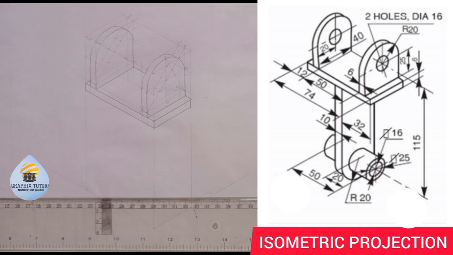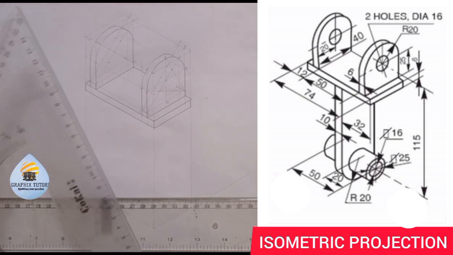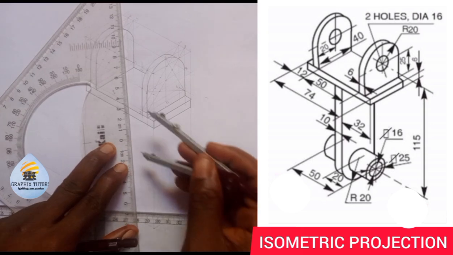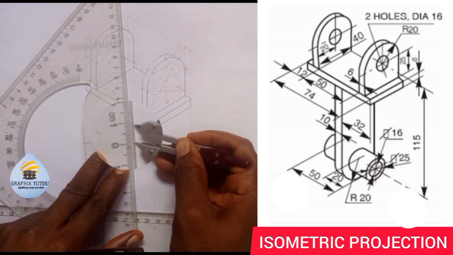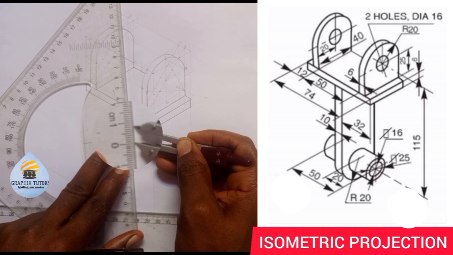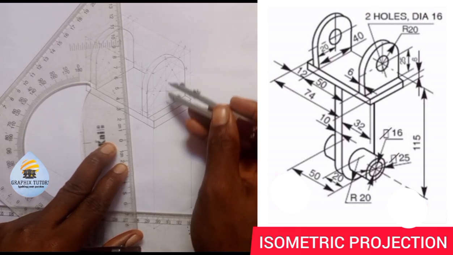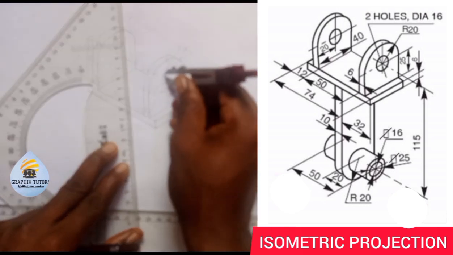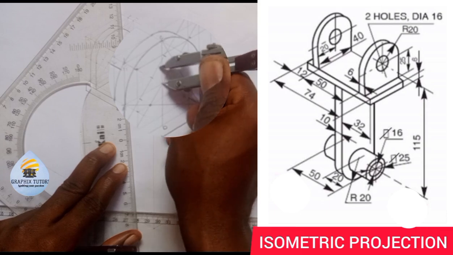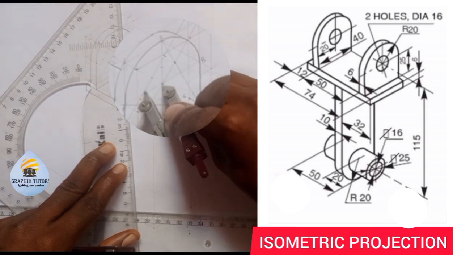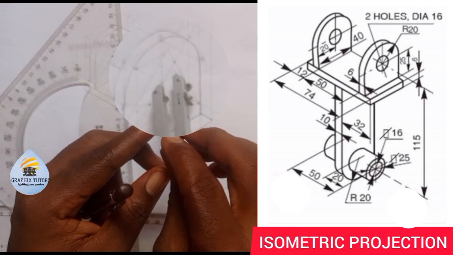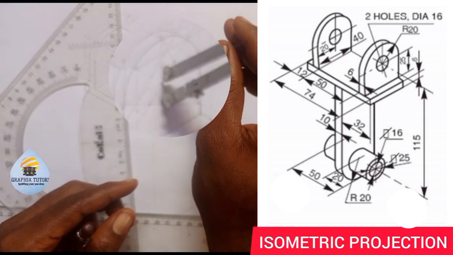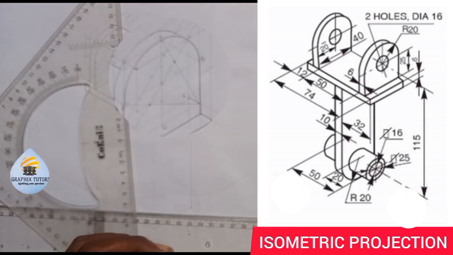So for me to get that 8, I'll still do the same thing I've been doing every time. Take my compass, measure half of 16, which is 8. This is it here. Can you see that? And I'll come here and I'm going to mark 8 up, 8 here, 8 here, and also 8 here.